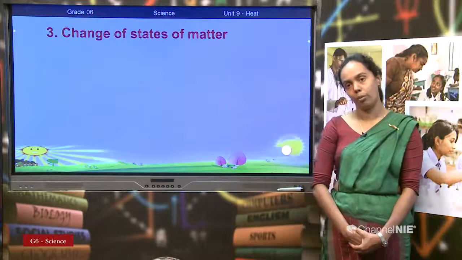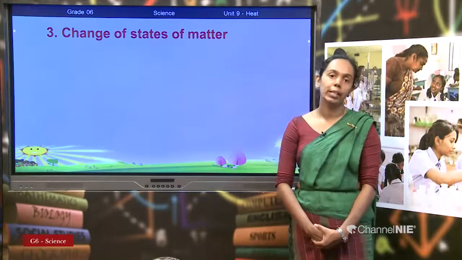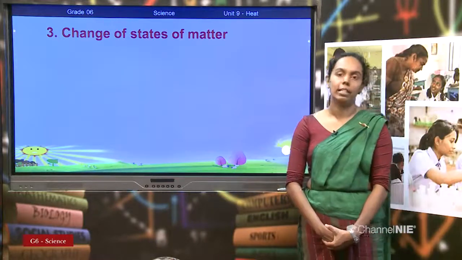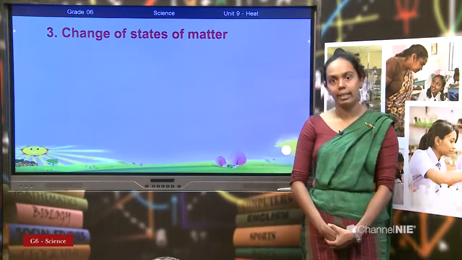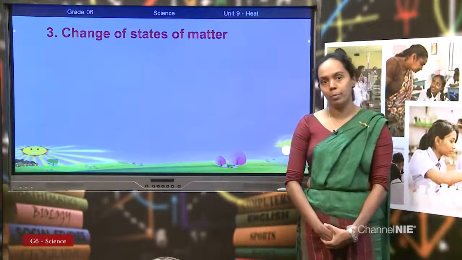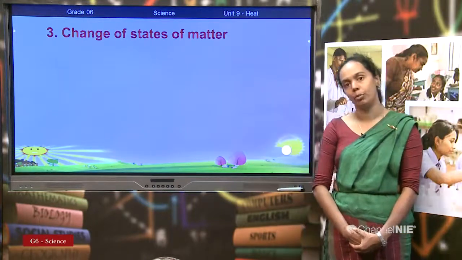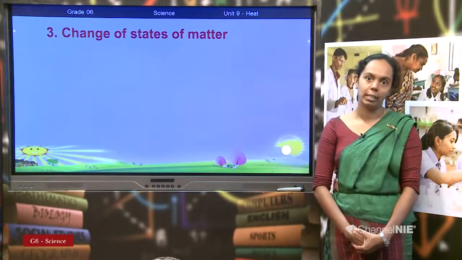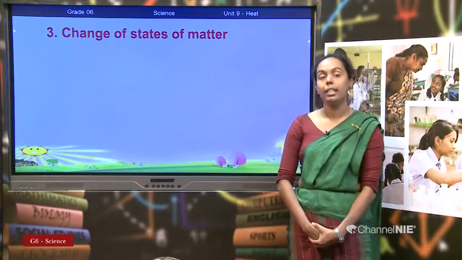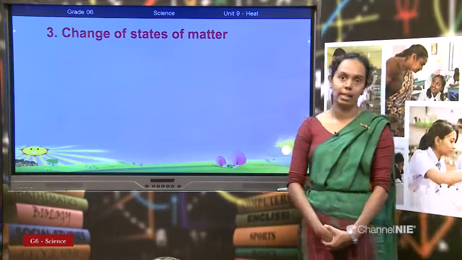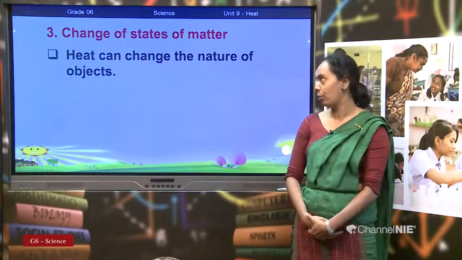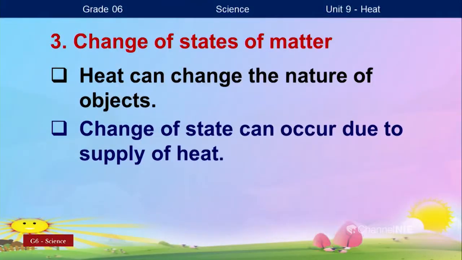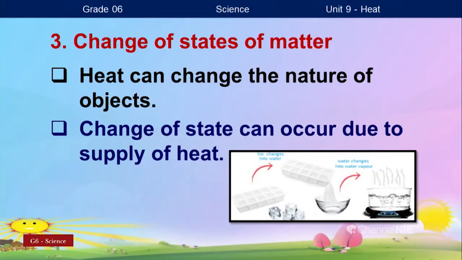When the ice cube is taken out of the refrigerator, it absorbed the heat from the atmosphere. Then it started to melt. You know, ice is the solid state of water. Water is the liquid state of water. Due to absorbing the heat, this ice becomes water, meaning the solid state of water becomes the liquid state of water. Then you can see due to the heat, change of states of matter can occur. Now you know, heat can change the nature of the object and also change of state can occur due to the heat. Now we will see what happens when we are supplying the heat to the water.